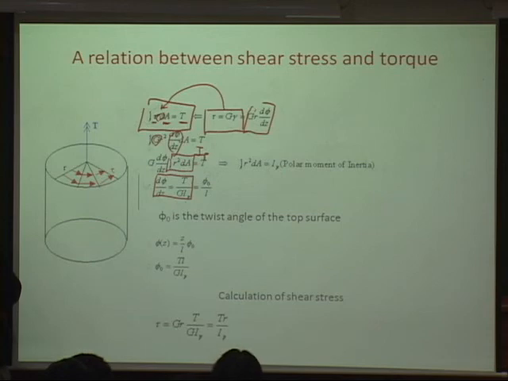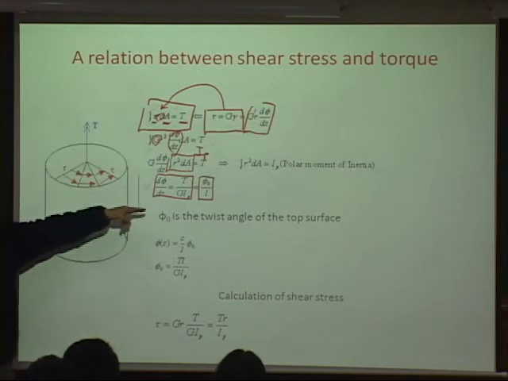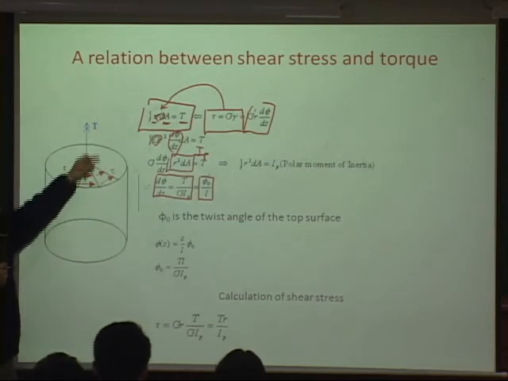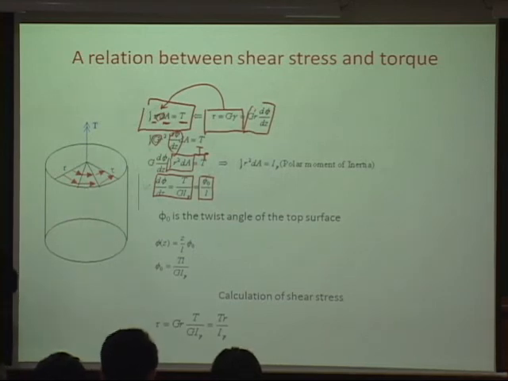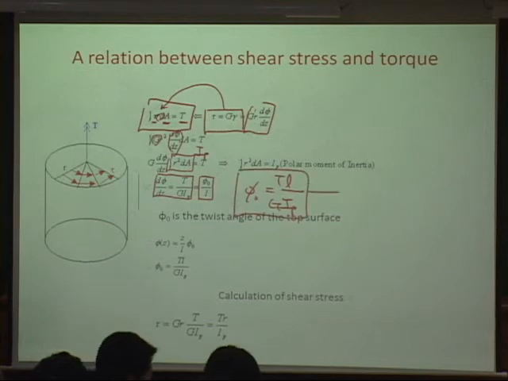This is the relation we got from this derivation. And dφ/dz is simply expressed by the rotation at the end over length L, when this shaft is subject to end torque. So finally, we have φ0, the displacement, equal to TL over GIp. This is quite similar to a delta in a bar.